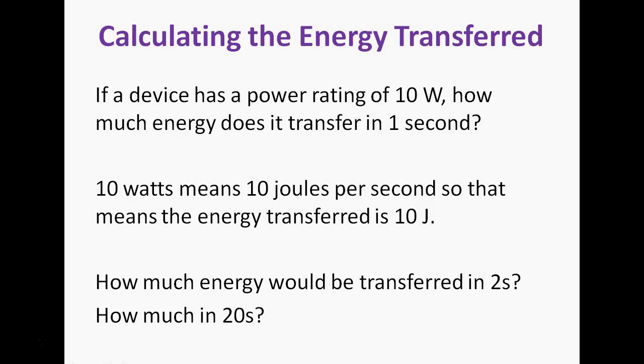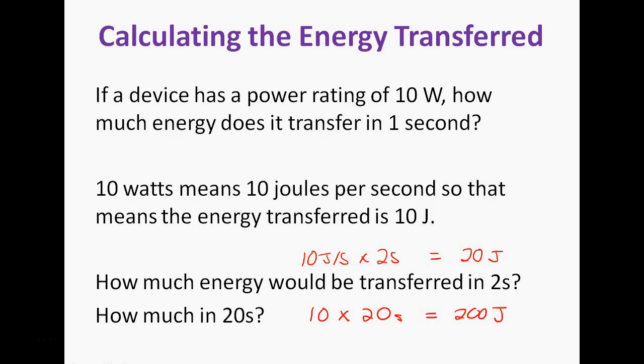Well, if 10 watts is 10 joules per second, then in 2 seconds we're going to transfer 10 joules per second times 2 seconds, which is of course 20 joules. In 20 seconds, I'm going to be transferring 10 joules each second, so if I multiply that by the total time of 20 seconds, I will have transferred 200 joules. So you can see that if you know how many joules per second are being used, and you know how many seconds the device is running for, then it's easy to calculate the total energy transferred.